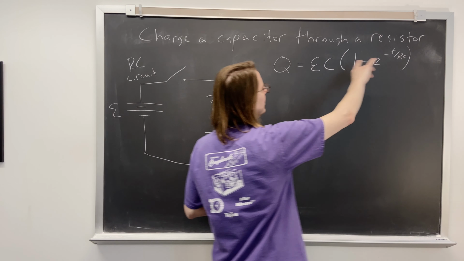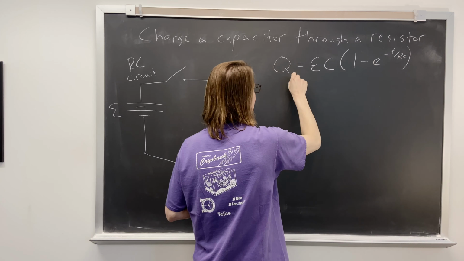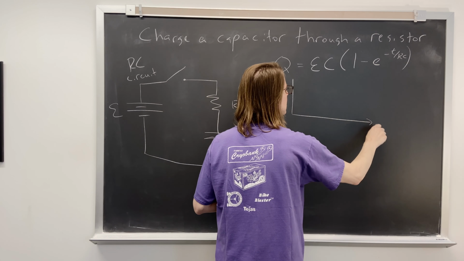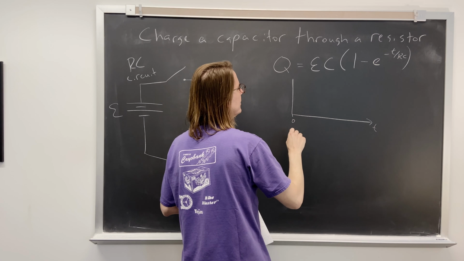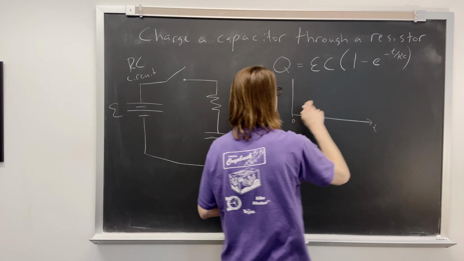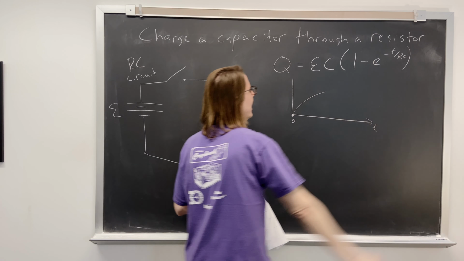If you were to plot this function, 1 minus e to the minus something looks like this. So if you plot this function at time equals 0, then it's going to be what? e to the 0 is 1. 1 minus 1 is 0. It's going to be 0 at time equals 0. And it grows kind of like that.